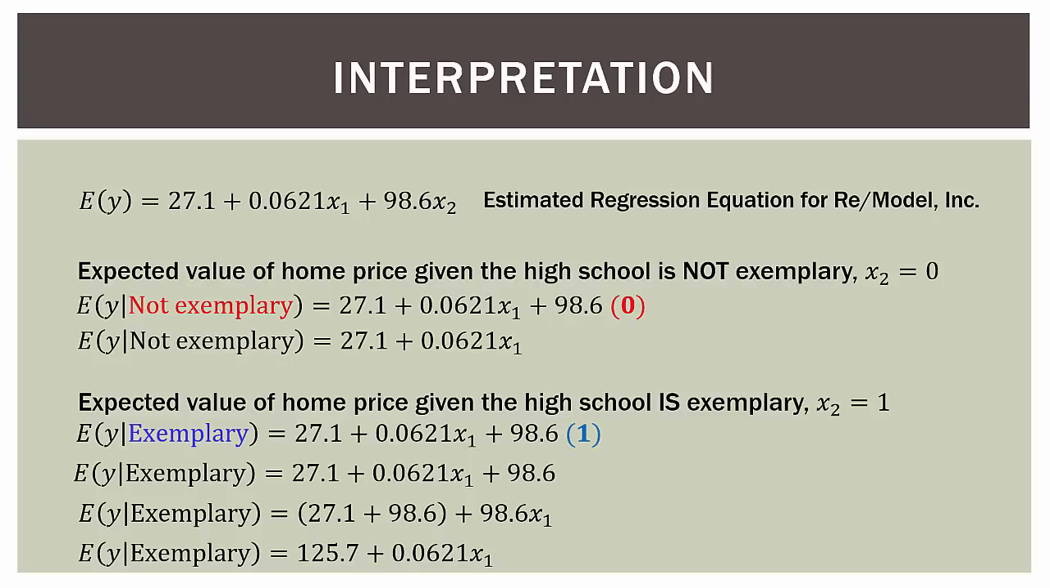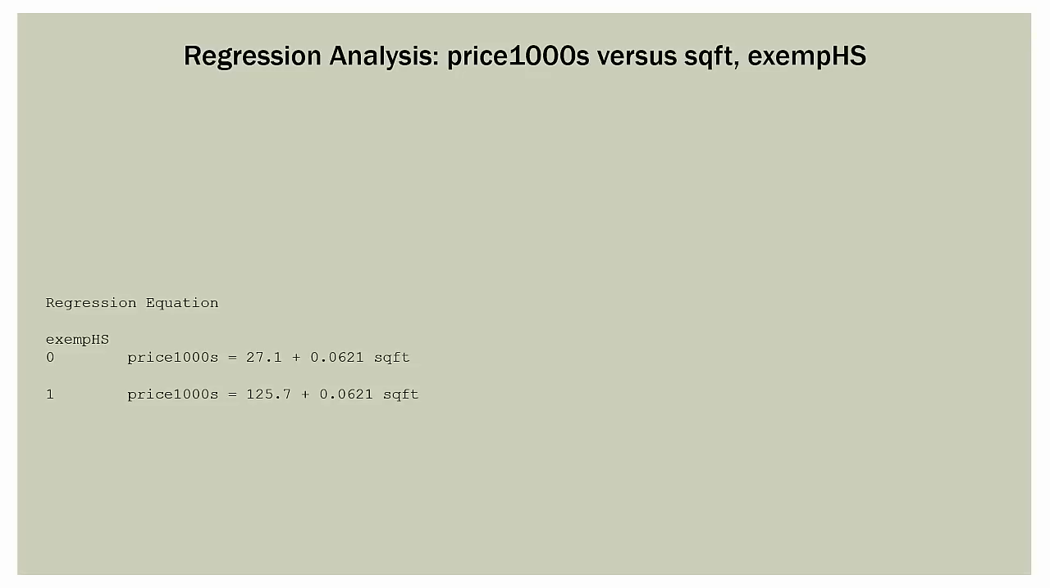So here are the two regression equations that Minitab gives us. It's saying that when the high school is not exemplary, that's 0, the price in thousands is equal to 27.1 plus 0.0621 square feet. We just figured that out on the last slide. When the high school is exemplary, that's 1, the price in thousands is 125.7 plus 0.0621 square feet. So you'll notice there that the slopes of these lines are the same, 0.0621. The only thing that's different are the intercepts. So let's go ahead and put those on our graph.